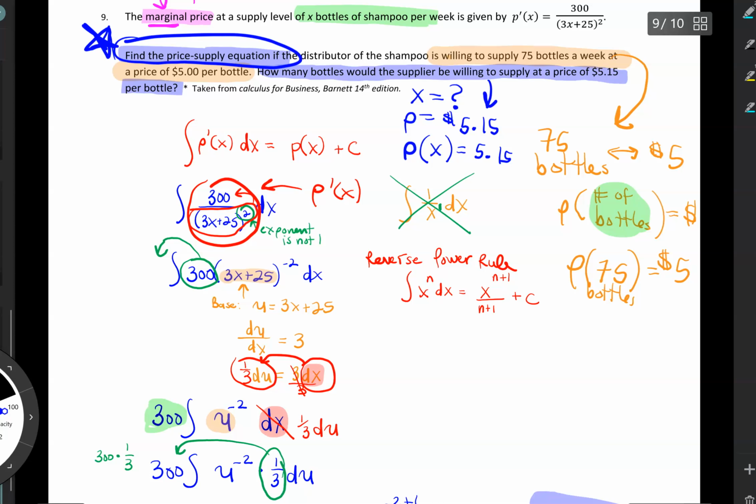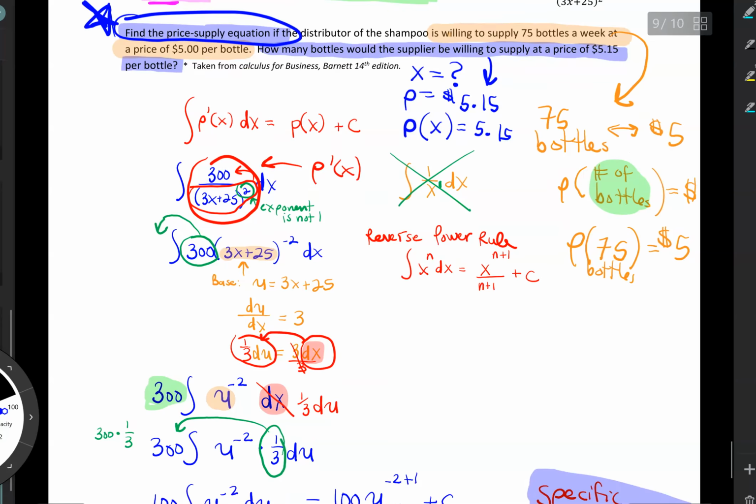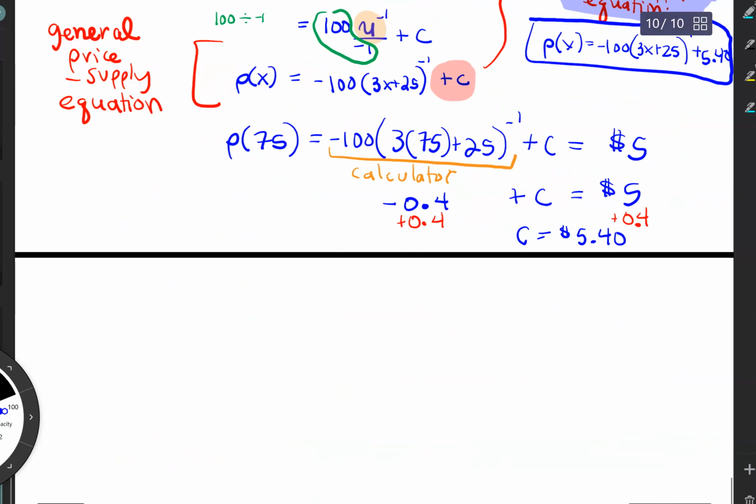So let's go ahead and try that. It's going to involve some algebra. And this is the same algebra from the 5.1 notes that we didn't have time to do with the exponents. I kind of talked about it briefly, but now we're going to see it in action. So what input will create an output of $5.15? Okay, here we go. I'm going to take my specific equation and rewrite it here.